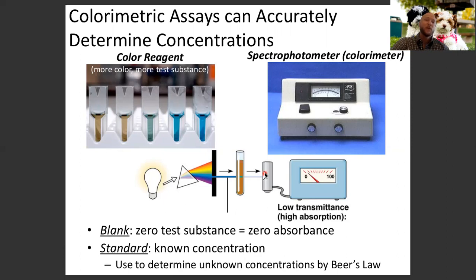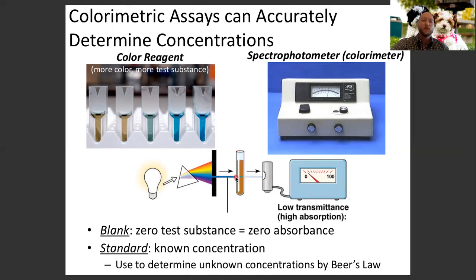So our blank should have no color reagent binding. We're going to get zero absorption on the other side. Then the more plasma there is, or the more glucose there is for the glucose sample, the more light the sample is going to absorb, the higher the absorbance reading from the spectrophotometer.